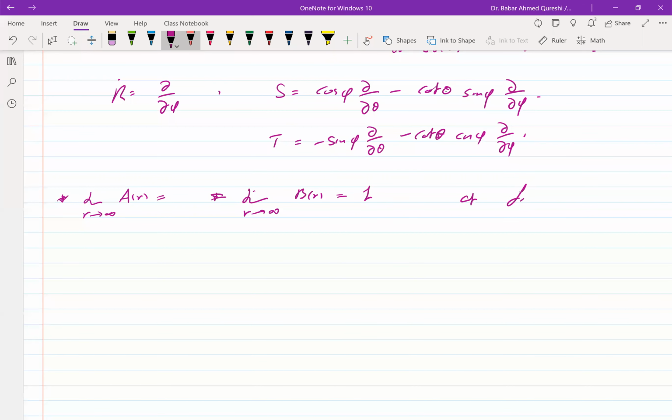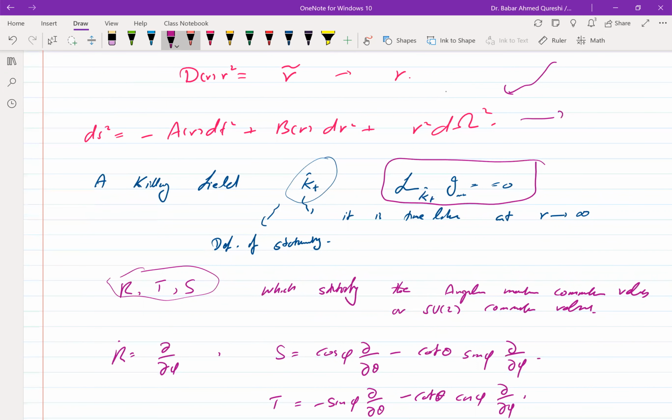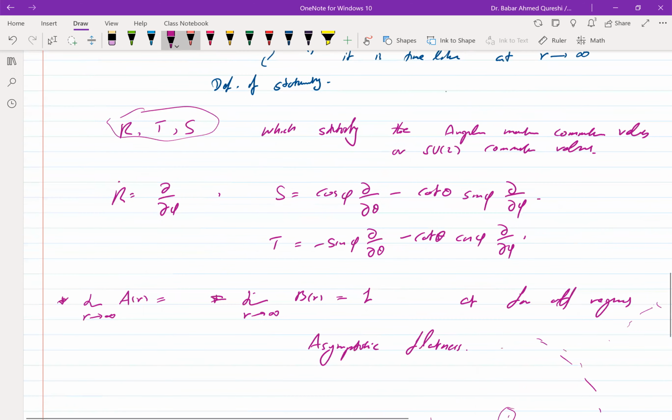At far off regions. This is called asymptotic flatness. This is clearly a very desirable condition, because if I'm thinking of some source and I'm thinking of a solution in the empty regions around it, when I go far away, the effects of this source should not be visible, and I should recover the Minkowski metric, which I will recover if this A and B are 1. It will then just be the Minkowski metric.